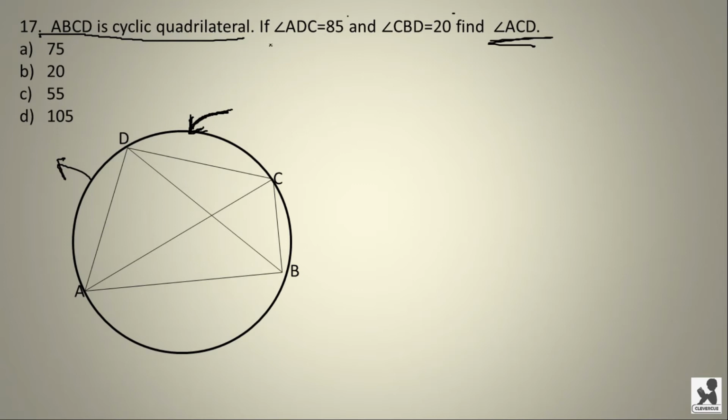So it is given that angle ADC is 85 degrees. This angle is 85 degrees, and angle CBD is equal to 20 degrees. Where is the angle CBD? This angle is 20 degrees. Find angle ACD, and we need to find this angle. So let us name this as theta.